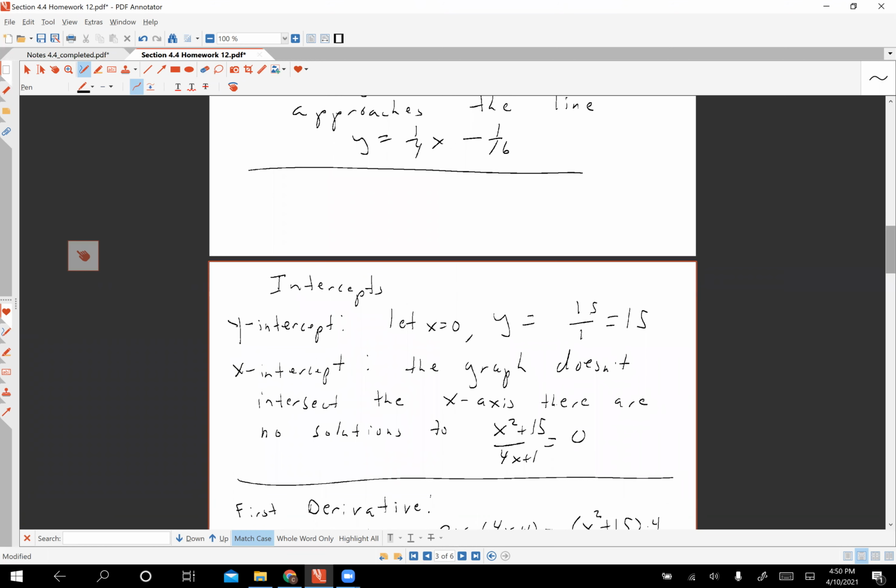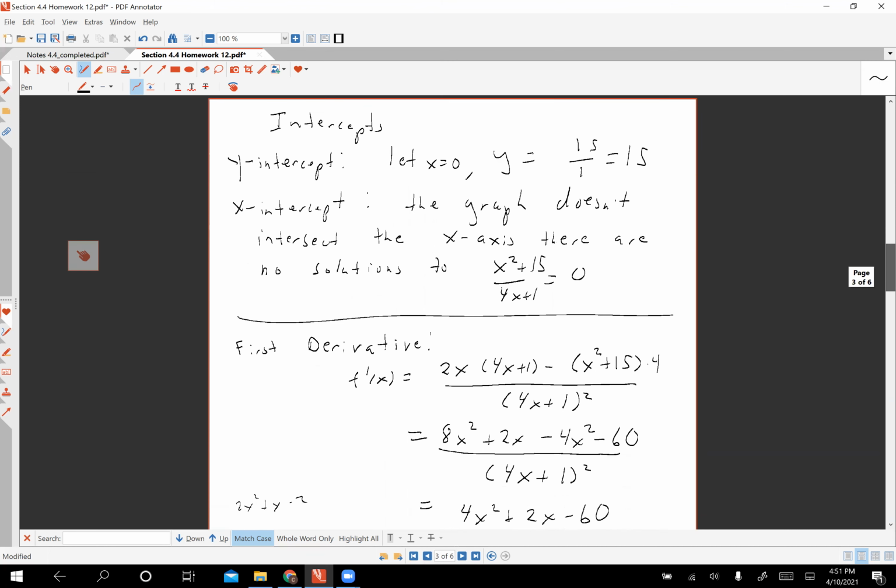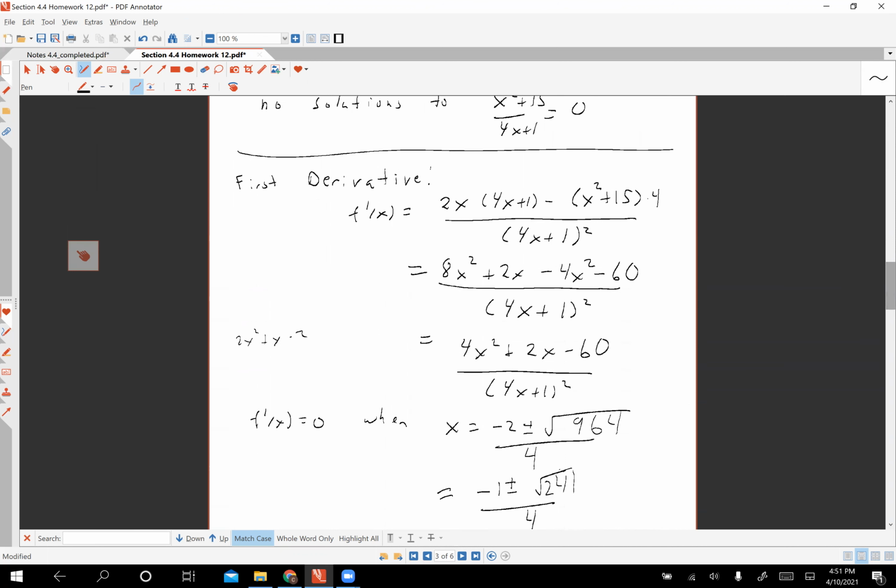Okay, intercepts. So the function is x squared plus 15 over 4x plus 1. So yeah, you let x equal 0, your y is going to be 15. And there are no solutions when you let y equal 0. Well, x squared plus 15 is never 0. So there's no x-intercept. So now we're going to take the first derivative.